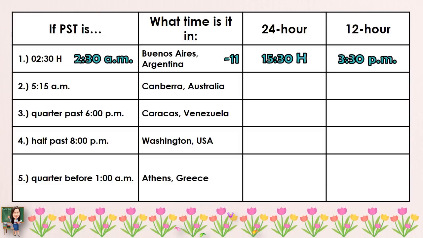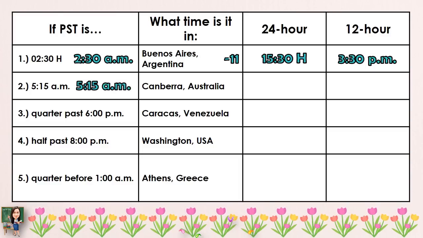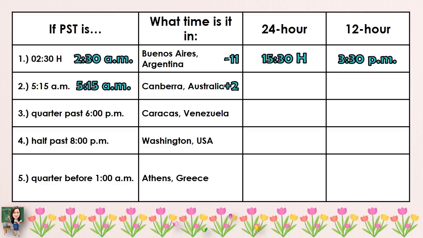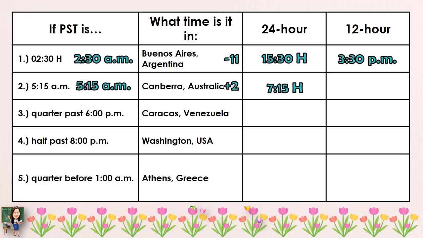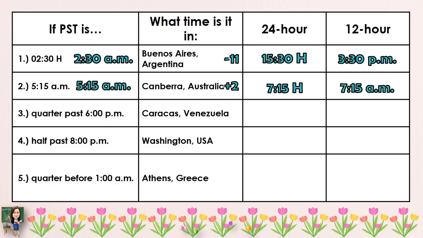Number 2. If Philippine Standard Time is 5:15 a.m., in Canberra, Australia, the time is +2, or they are ahead by 2 hours. In 24-hour, it is 0715 hours. In 12-hour, it is 7:15 a.m.